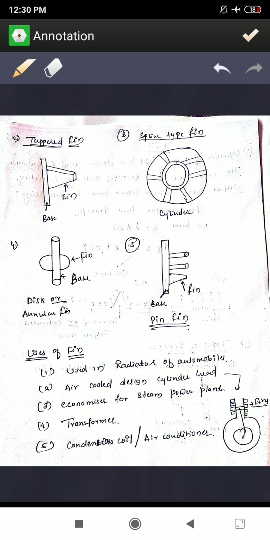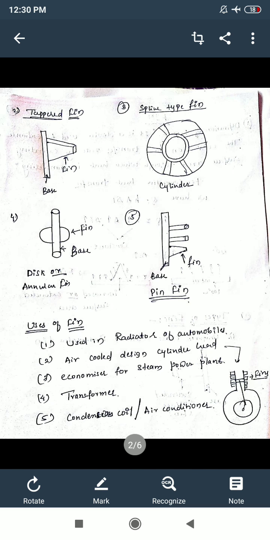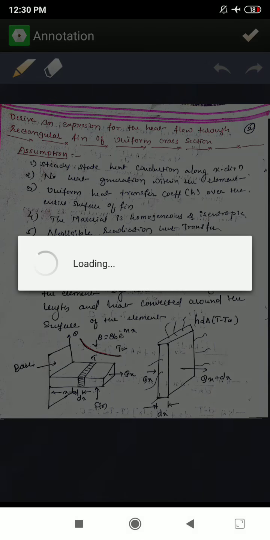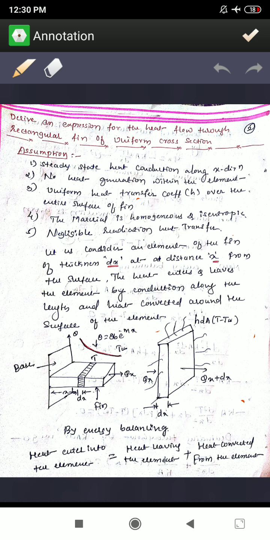Now this is about fin definitions, types of fin and uses of fin. Next we will move on to the derivations. Derive an expression for heat flow through a rectangular fin of uniform cross section. So we can derive one equation, that is, the temperature distribution equation and heat flow through the rectangular fin. The type of fin here is a rectangular fin.